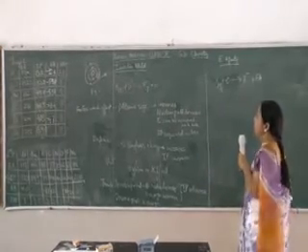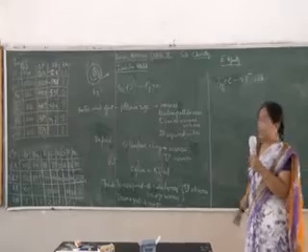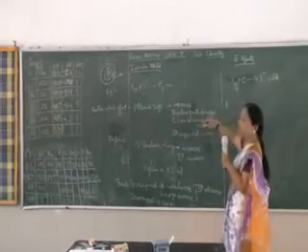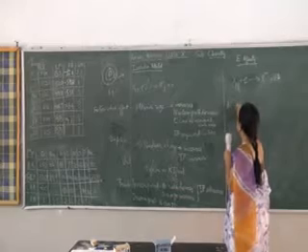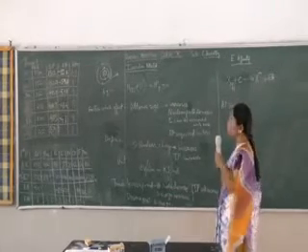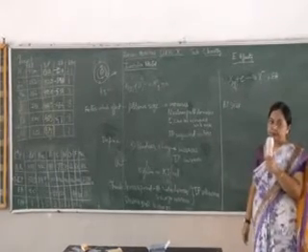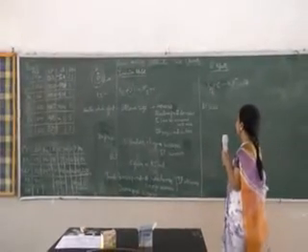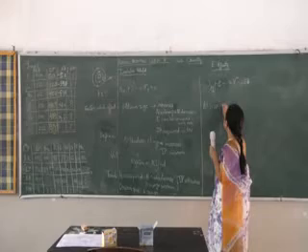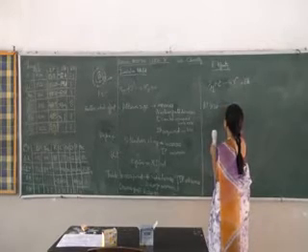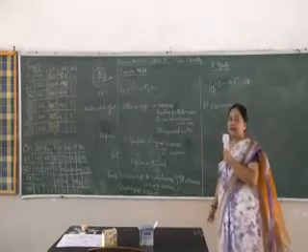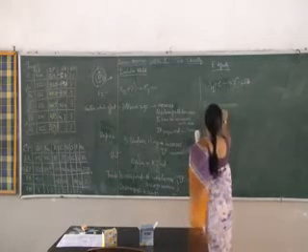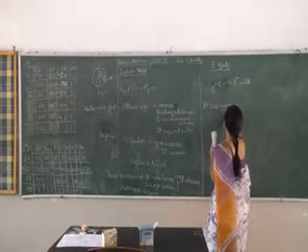Now, on what does this electron affinity depend? Again, it depends on atomic size. Factors on which it depends: atomic size and nuclear charge. How does it depend on atomic size? If the atomic size increases, electron affinity decreases.